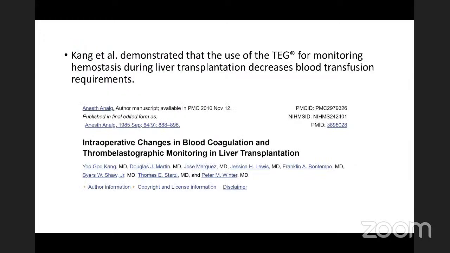This is a study done by Kang et al. It demonstrated that use of TEG for monitoring hemostasis during liver transplantation decreases blood transfusion requirements.